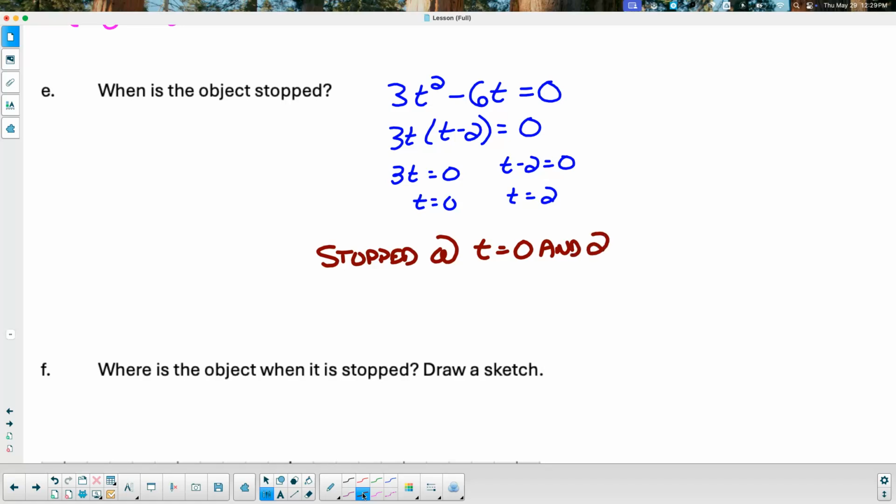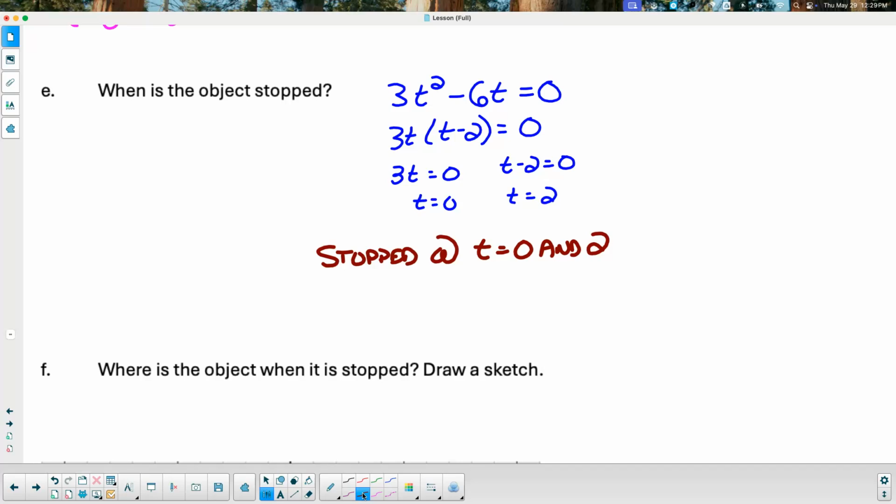Stopped twice, right? So we're stopped at the start. Then we went backwards because we said we were moving at t equals 1. We're moving in a negative direction. So we went backwards. We stopped at 2. And then we started moving forward again, right? Okay? So then the last question says, where is the object when it stopped?